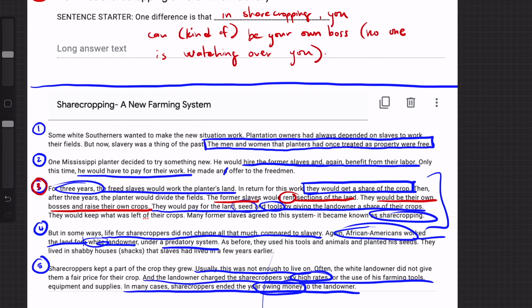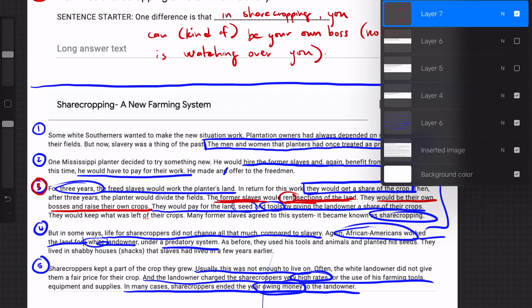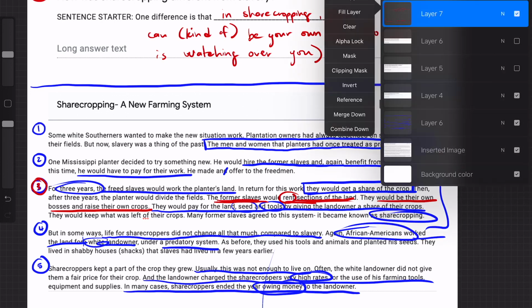How was sharecropping different from slavery? I would find something in paragraph 3, and I would put it into my own words. You could have put one difference is that former slaves can rent sections of the land. You could have said one difference is that they're their own bosses, like I had mentioned, or something that I maybe missed. So that's what I put for number 2. Let's go ahead and move on to number 3.